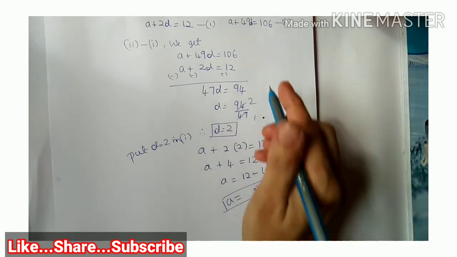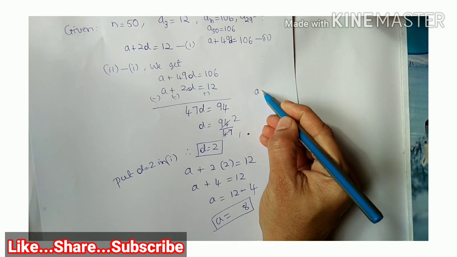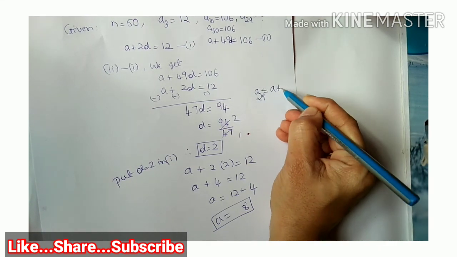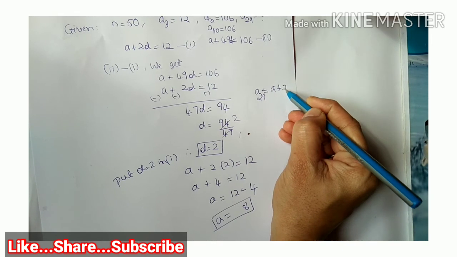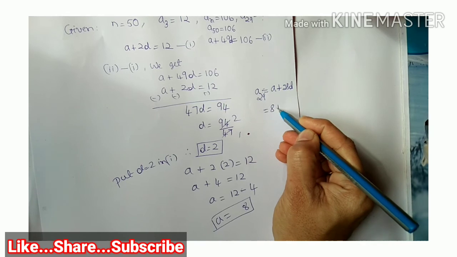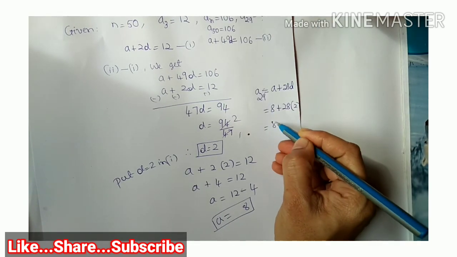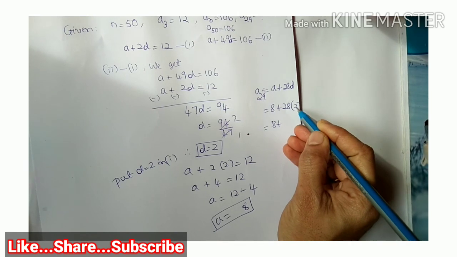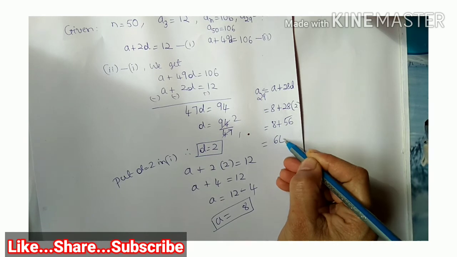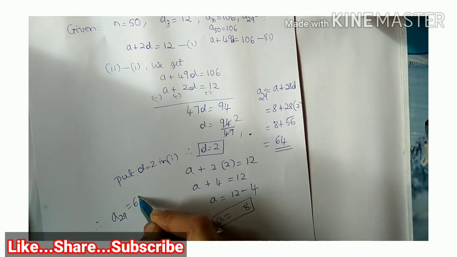We have to find a29. a29 is equal to a plus 29 minus 1 into d, 28d. a is 8 plus 28 into d, 2. 8 plus 28 times 2, 56, is 64. Therefore a29 is equal to 64.